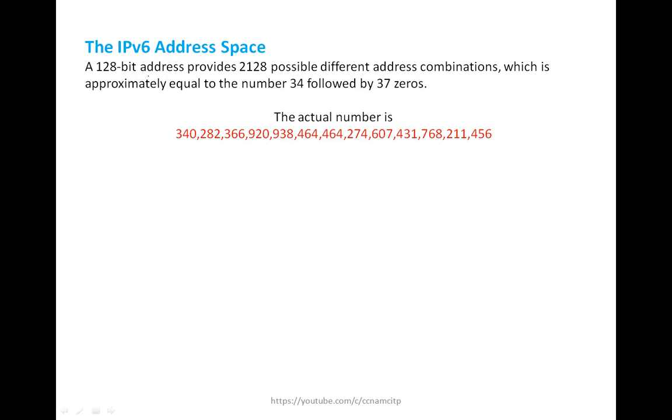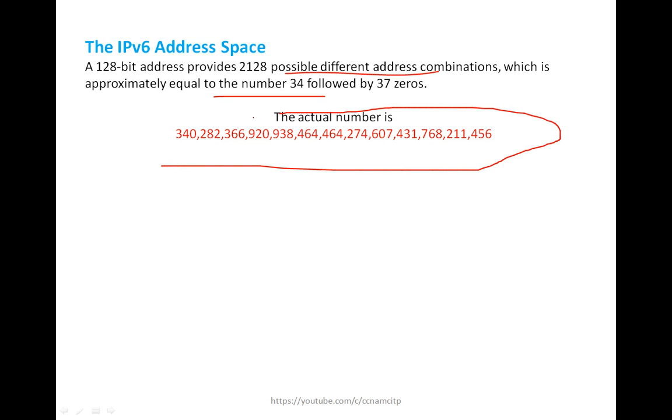This is the 128-bit address space again, and it provides 2^128 possible different address combinations, which is approximately equal to the number 34 followed by 37 zeros. So this many IP addresses will be provided by IP version 6. I cannot count this.